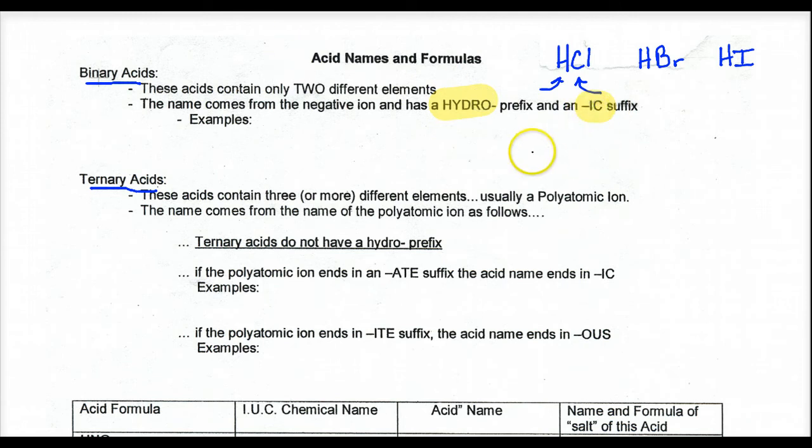Okay, we put the word hydro in front and we add the ic. So HCl becomes hydro, now we have to put chlor, ic acid. So you can see that the hydro and the ic are surrounding the chlor. This is hydrobromic acid, hydroiodic acid. Then we can have something like H2S, hydrosulfur, hydrosulfuric. So anytime you've got a binary acid, the hydro goes in front and we add the ic. All right, so hydrosulfuric acid.